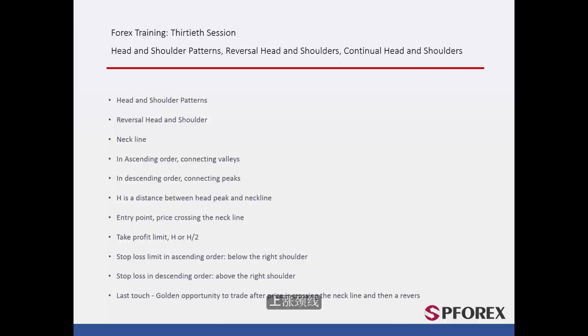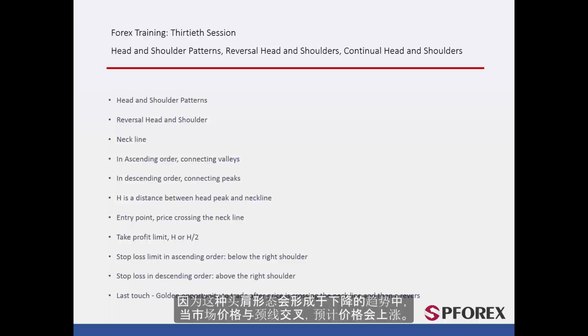Neckline uptrend. Again, the neckline can be drawn by a trader through connecting the peak of the left shoulder to the peak of the right shoulder. The left peak is between left shoulder and head, while the right peak is between head and right shoulder. Since this format of head and shoulder would be formed on a downtrend, the predicted direction of the price will be upward after it passes the neckline.